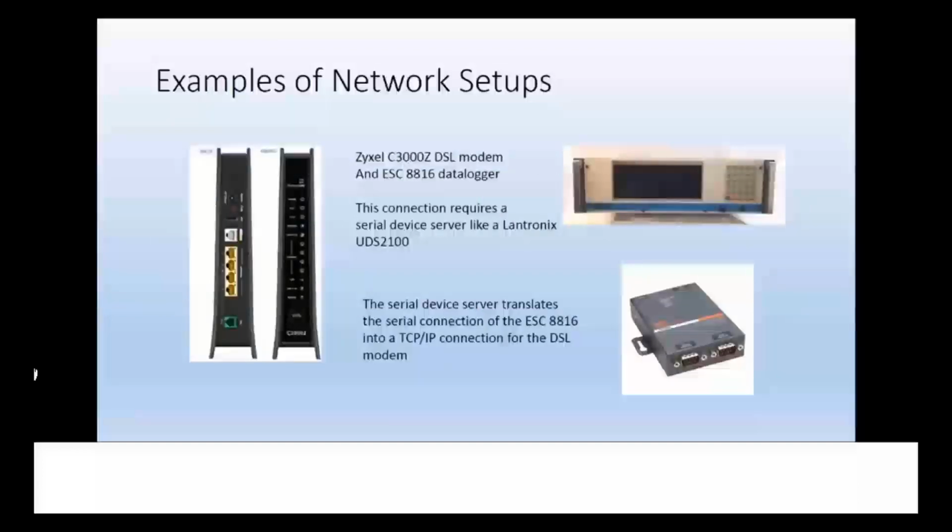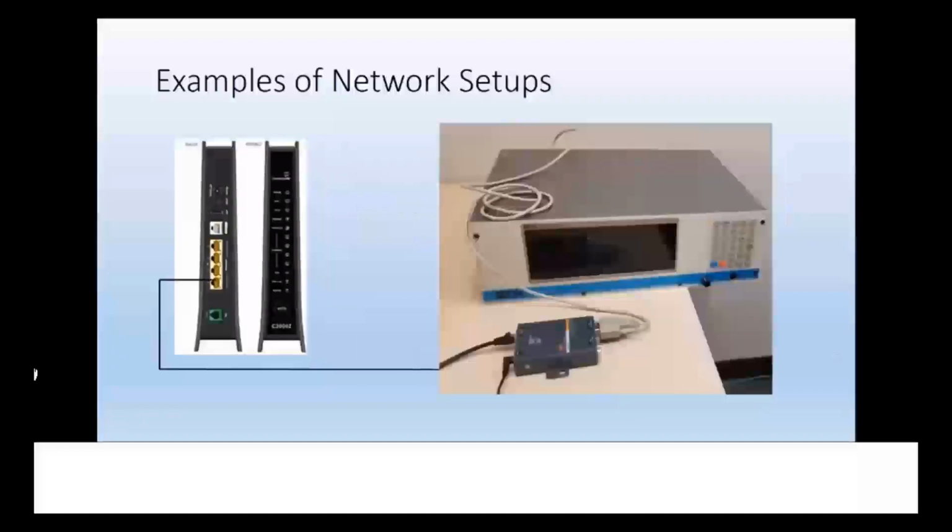Here's an example of using a Zyxel DSL modem with an older 8816. Now, unlike the Campbell loggers, the 8816 does not have an Ethernet port. So in order to connect this modem with this logger, you'll have to use a serial device server, because you'll notice there's no serial port on this modem, and there's no Ethernet port on the logger. So next slide. You can see that the modem connects to the serial device server using Ethernet, and that serial device server converts that Ethernet connection to a serial connection, which is then connected to the 8816 logger.